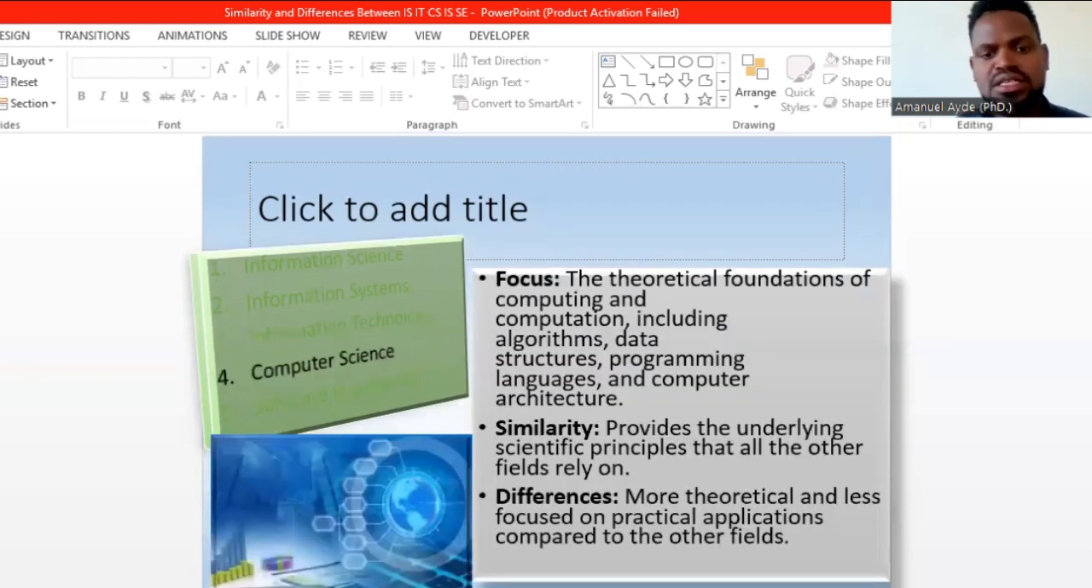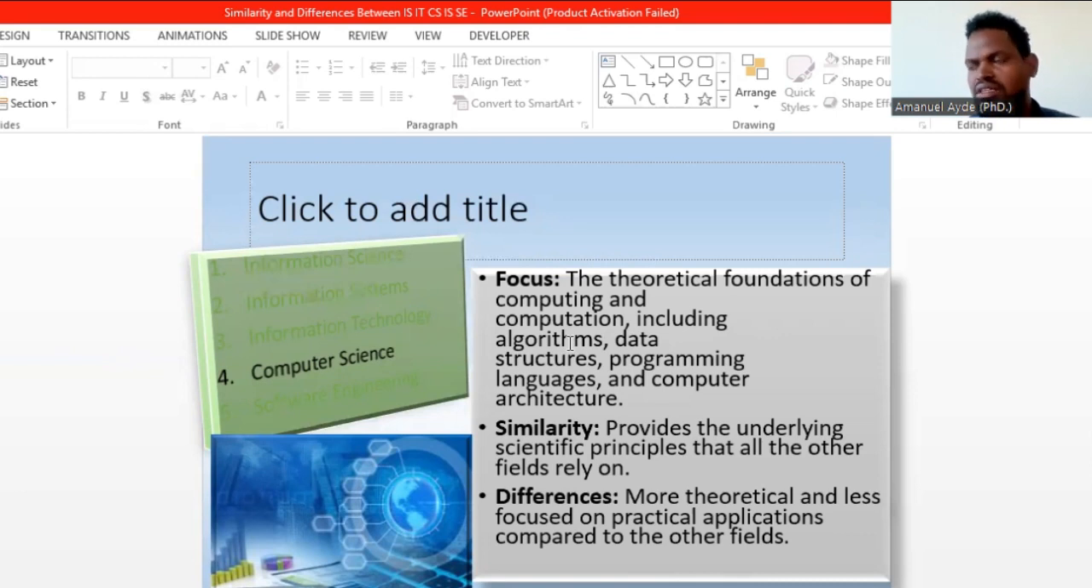The other one is computer science. So what makes computer science different from others? When we see the focus of computer science, it is the theoretical foundation of computing and computation, including algorithms. Basically, computer science focuses on developing algorithms. It focuses on software development, like programming languages, computer architecture, and different systems.